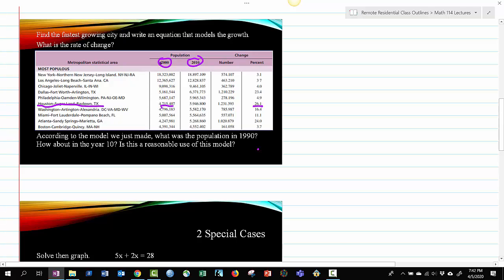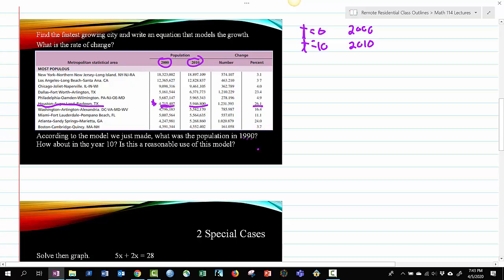We could make an equation on this, right? Use our usual t since the beginning. So t equals 0 for the year 2000, t equals 10 for the year 2010. We've got our population values here, population at t equals 0, population at t equals 10, and we can make an equation. The b, the slope intercept, is going to be this number here.